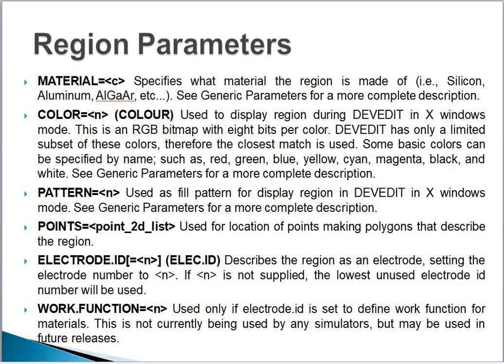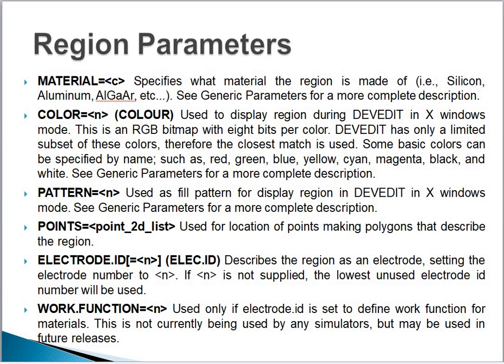Next, pattern. Used as fill pattern for displaying the region in DevEdit in X Windows mode. See generic parameters for a more complete description. I will discuss how to define the color and the pattern in the next slides also. Points: 2D point list, used for the location of points making polygons that describe the region. The area of the region covers the work area defined by the polygon vector.